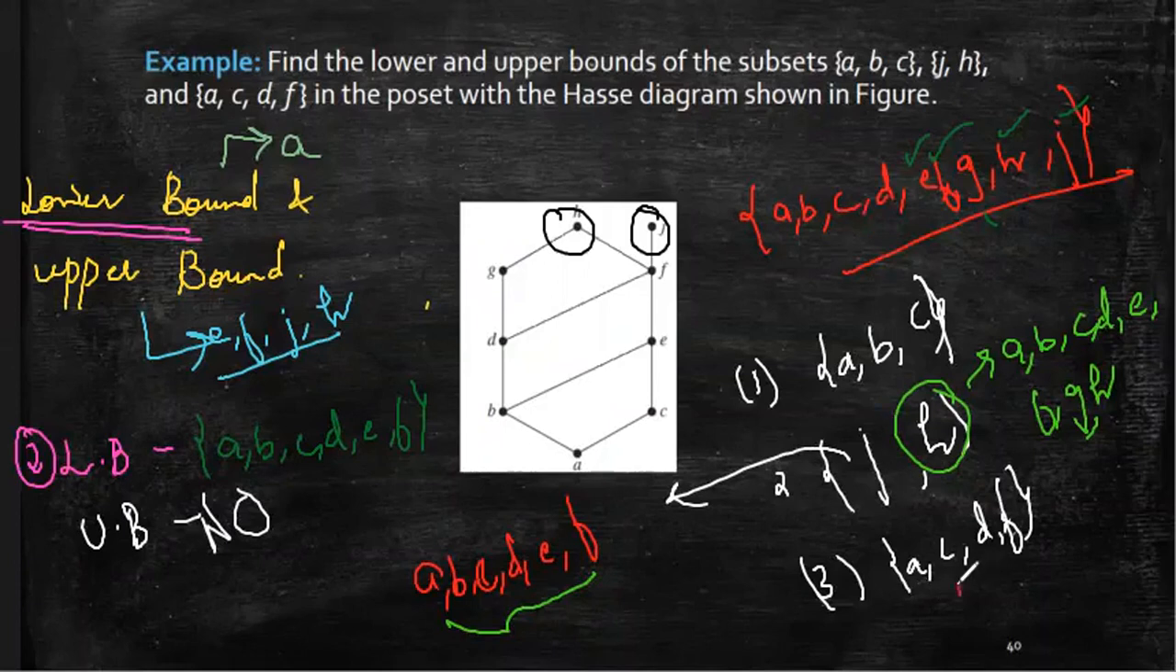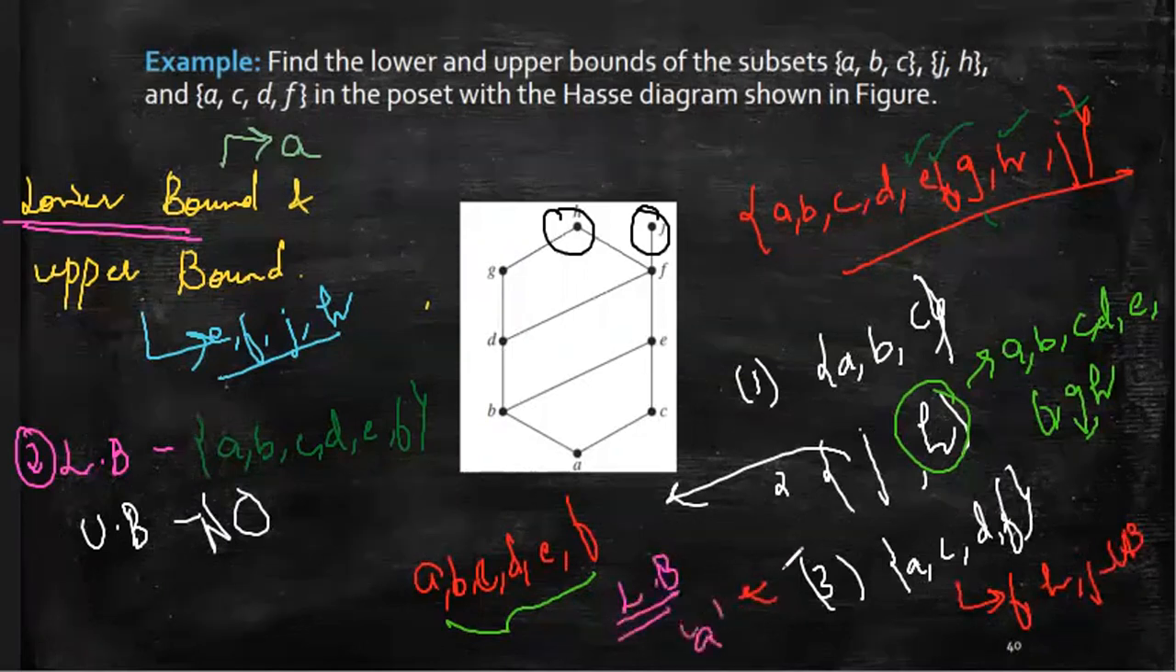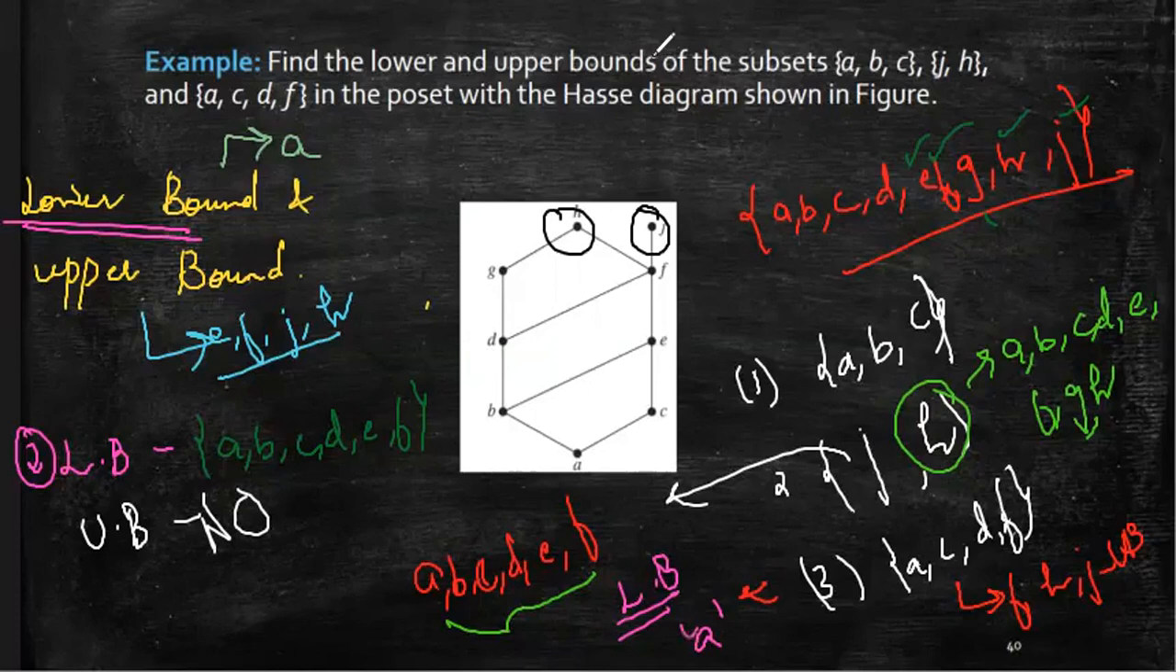After that, for the last case, I'll give you the solution and similarly you can find the upper bound and lower bound. For A, C, D, F, the upper bound will be F, H, J, and the lower bound for this same case will be simply A. So this is the solution for the problem. Now similarly, you can take any other problem of the Hasse diagram. The previous Hasse diagram we have solved. Take a subset and solve the problem for the same.